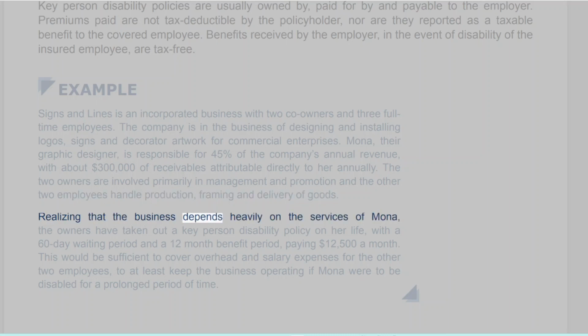Realizing that the business depends heavily on the services of Mona, the owners have taken out a key person disability policy on her life, with a 60-day waiting period and a 12-month benefit period, paying $12,500 a month. This would be sufficient to cover overhead and salary expenses for the other 2 employees, to at least keep the business operating if Mona were to be disabled for a prolonged period of time.